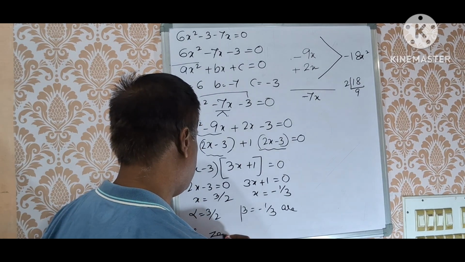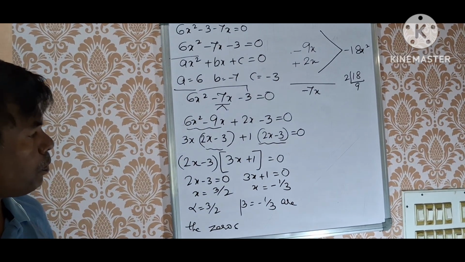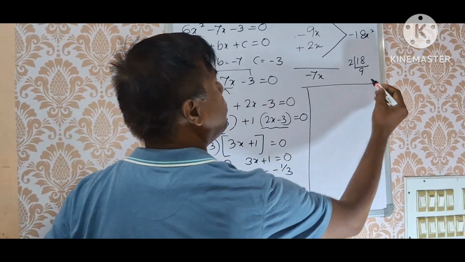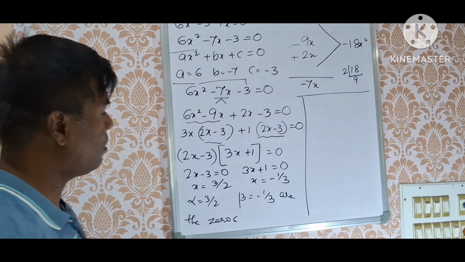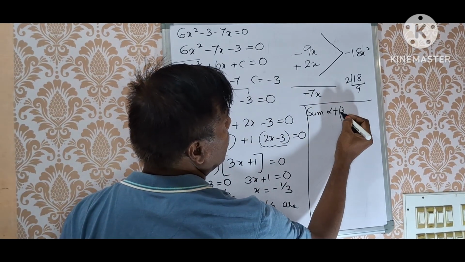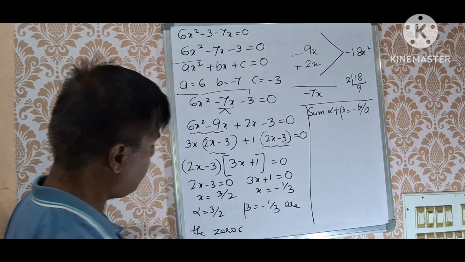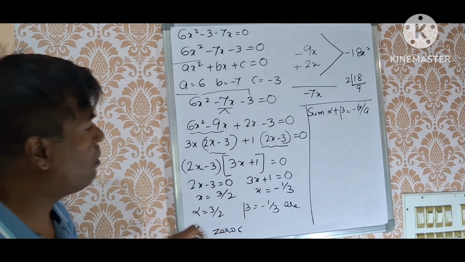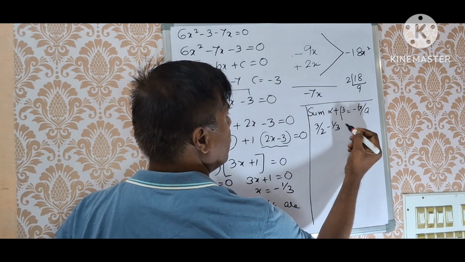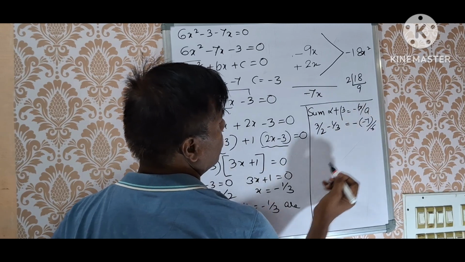Are the zeros of the given equation. Now verify the relationship between zeros and coefficients. One relationship is the sum of the zeros: alpha plus beta equals minus b by a. What is alpha? 3 by 2, beta is minus 1 by 3. So 3 by 2 minus 1 by 3 equals minus of minus 7 by a, which is 6.